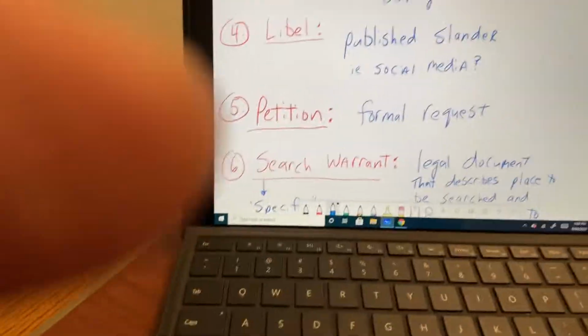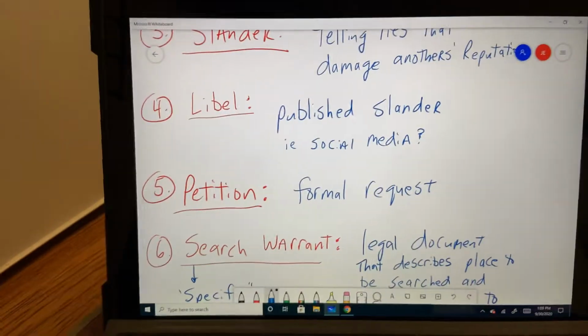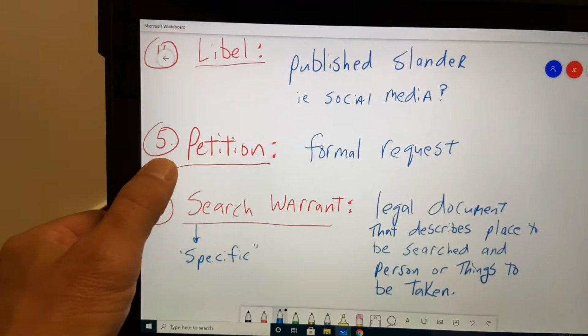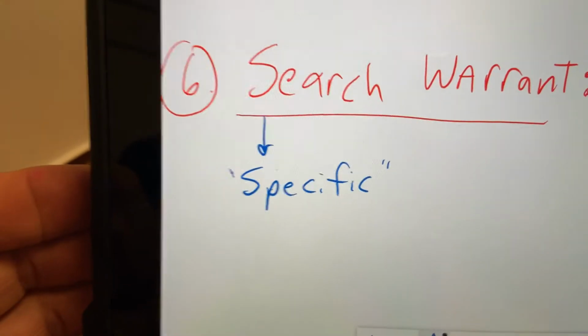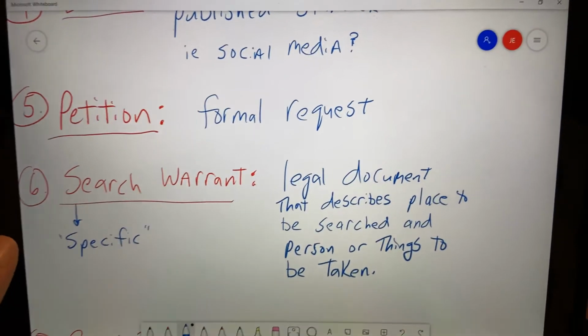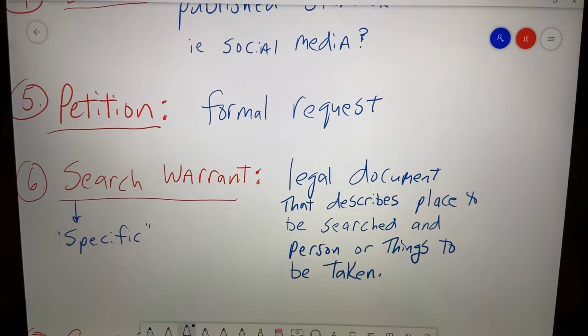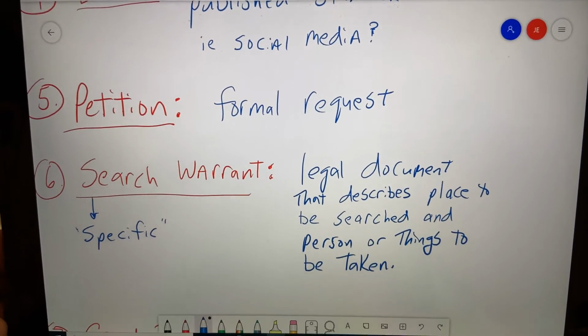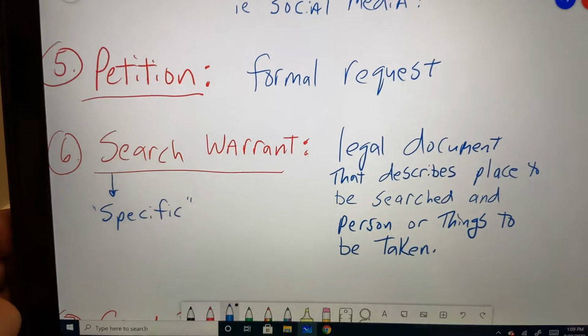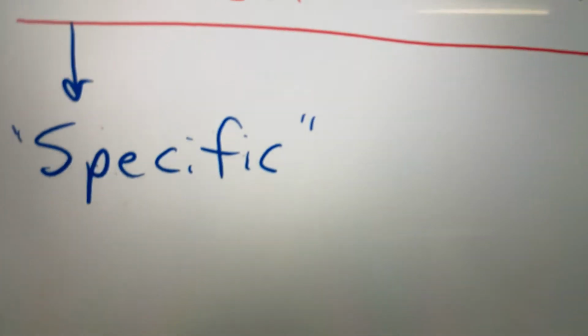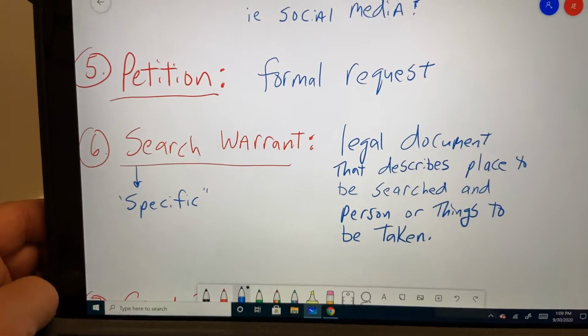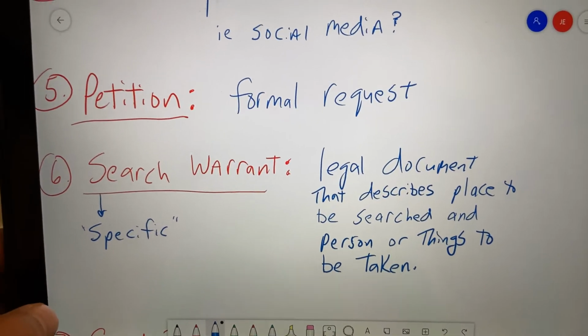The next thing, these are just terms that go kind of all with the Bill of Rights. A search warrant. Well, what is it? Well, the first thing it has to be specific. It's a legal document that describes the place to be searched and the person or things that are going to be taken. It is a specific document. It is issued by a judge upon probable cause. A search warrant.